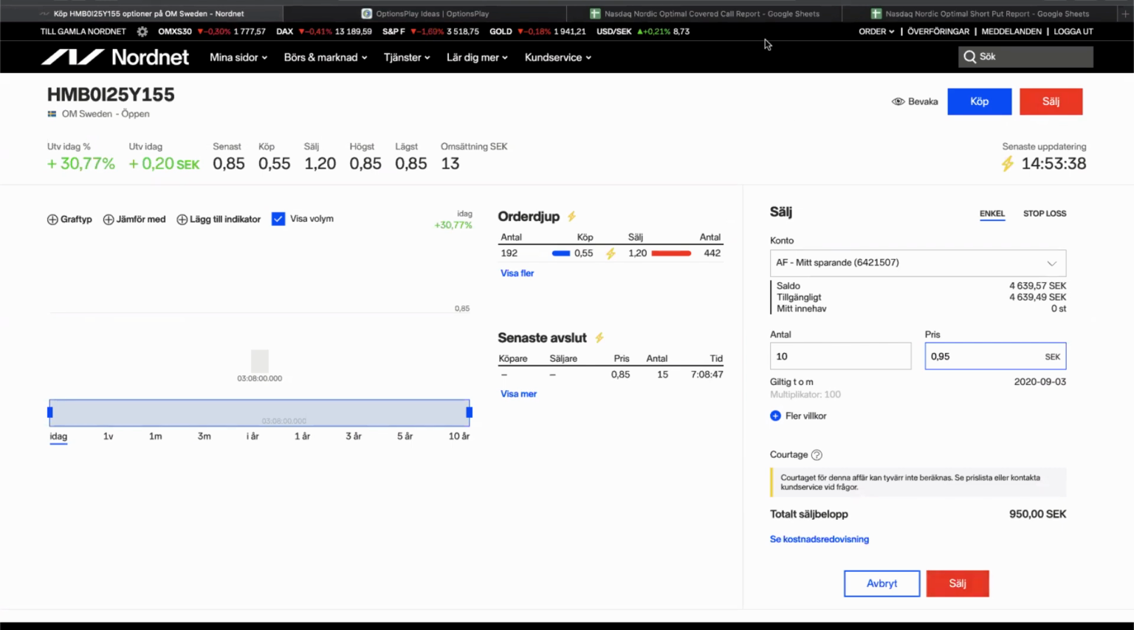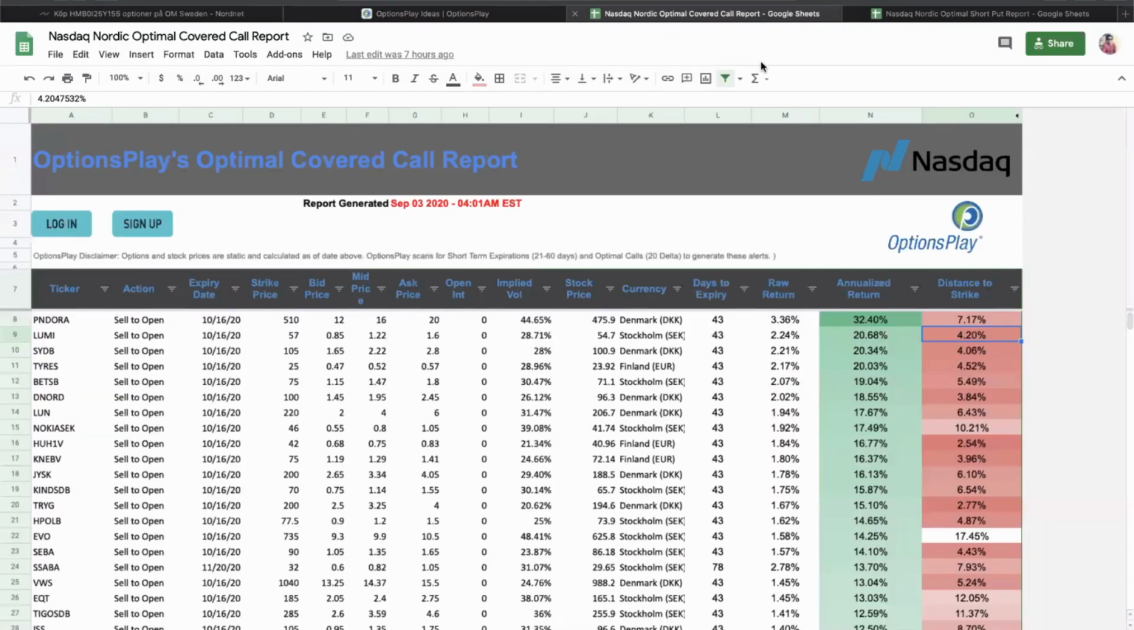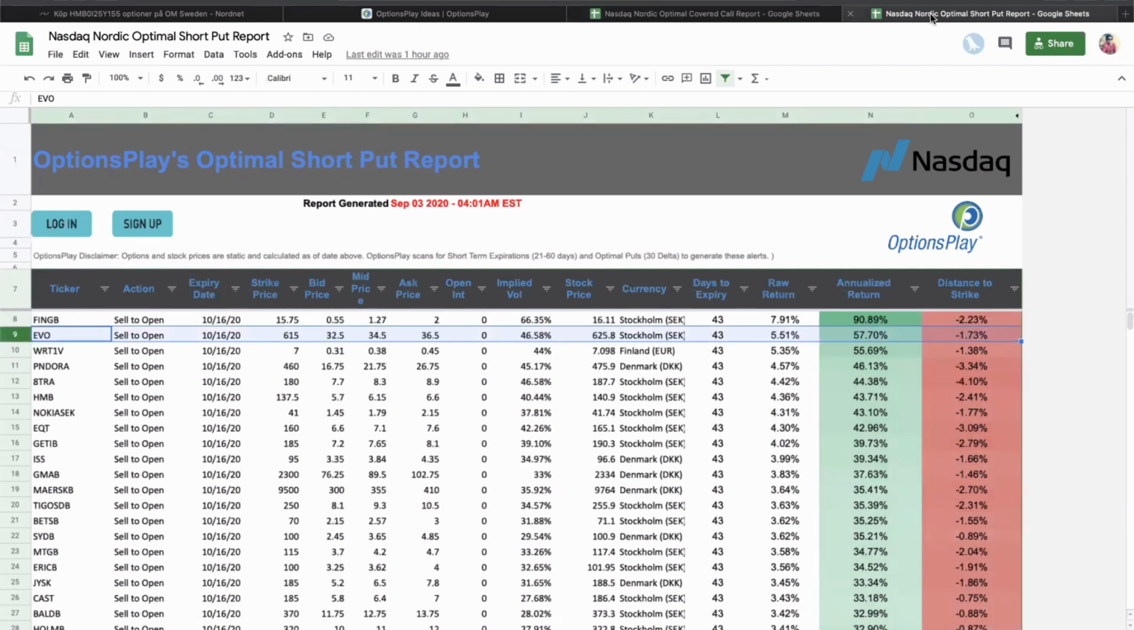And one other feature that we also have here for those of you that are exploring this type of strategy, or maybe that you have a large number of equity holdings, is a cover call report. This is updated every single day. And what it shows you is which stock, and we cover every single Nordic derivative, has the highest yield when you're selling cover calls. So maybe you own multiple stocks and you want to know where you can generate the most income from selling cover calls.